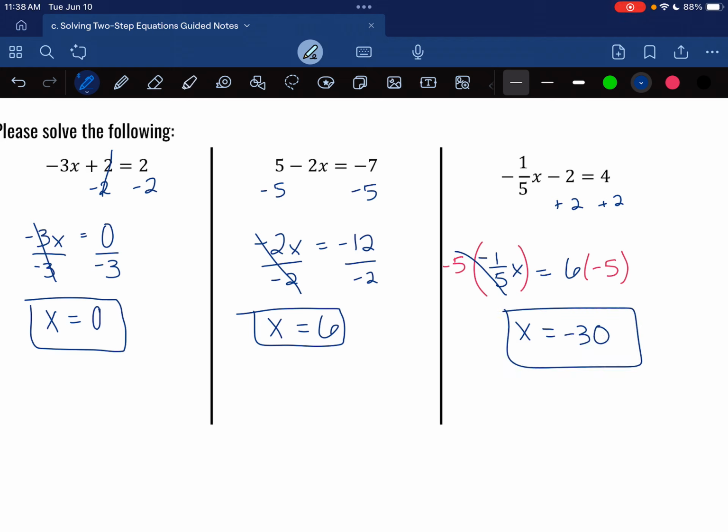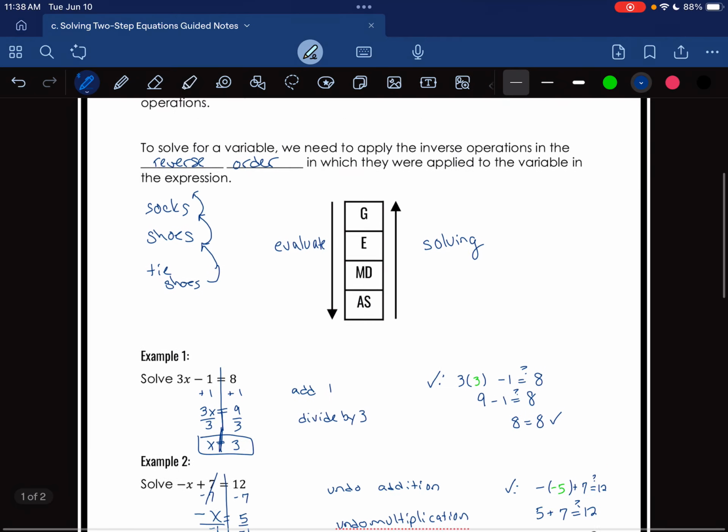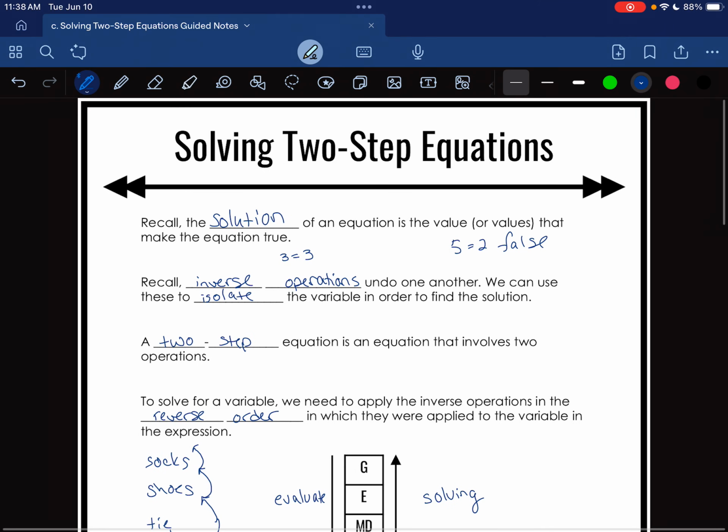All right, guys, we've done it. We have mastered solving two-step equations, and now we're ready to move on to multi-step, and before you know it, variables on both sides and all sorts of goodies.